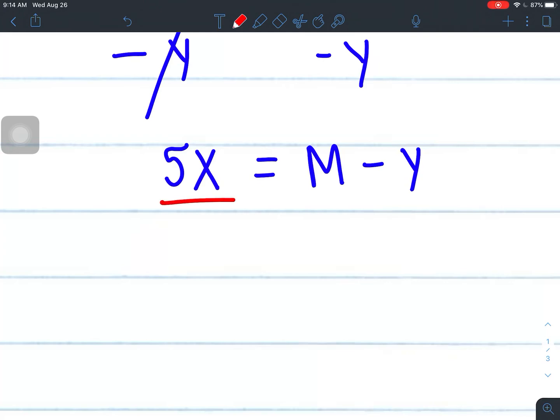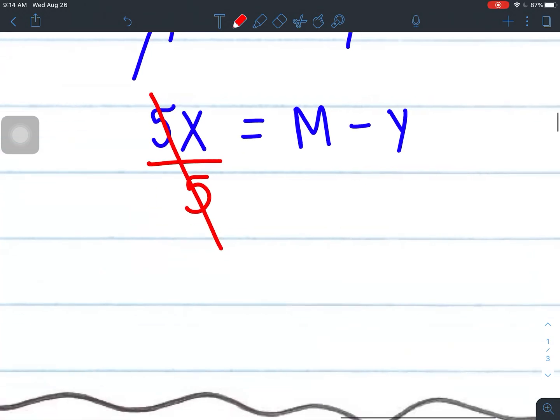So what I'm going to do is divide this variable by 5. So the 5s are going to cancel because it becomes 1, and all I have left on this left side is x. So what does that mean? It means I also have to divide the other side by 5.